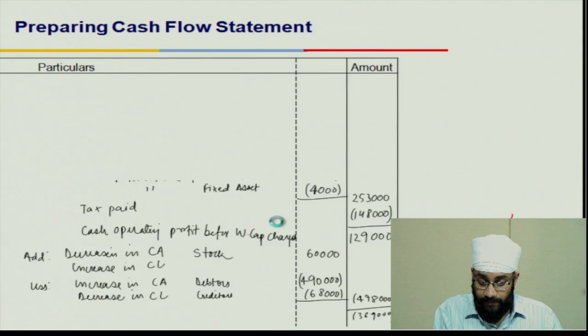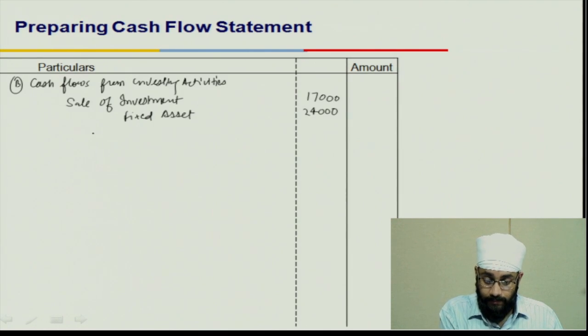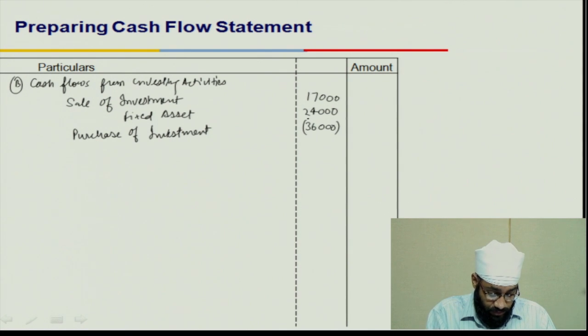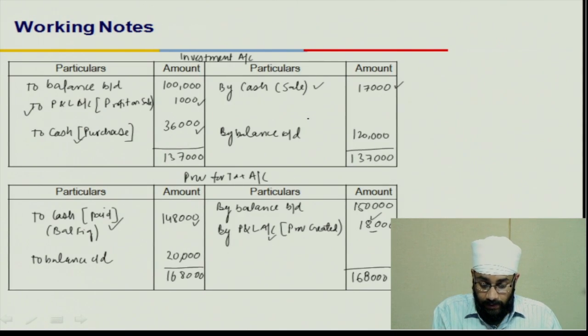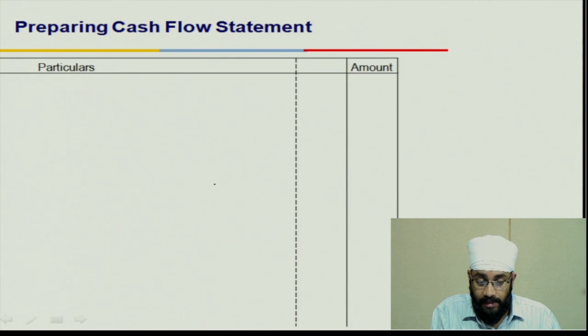Then you have purchase of investments, which is 36,000. This is going to be a negative amount because it is a purchase. And then that's it. That's all the purchase and sale of fixed assets and investment.